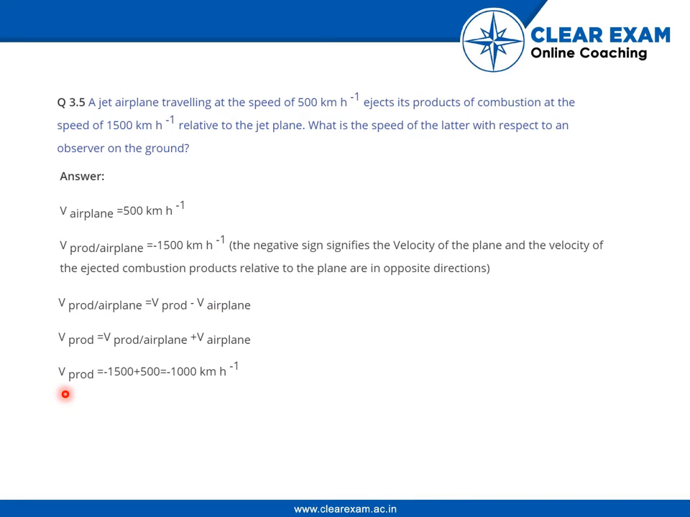So after calculating, we find out that it is minus 1500 plus 500, which is equal to minus 1000 km per hour. And again, the negative sign signifies that the direction of the combustion product is opposite to the direction of the airplane itself. So that is the answer to this question.